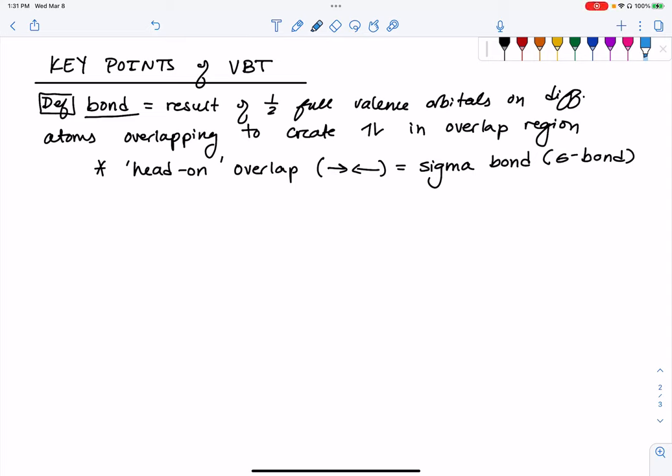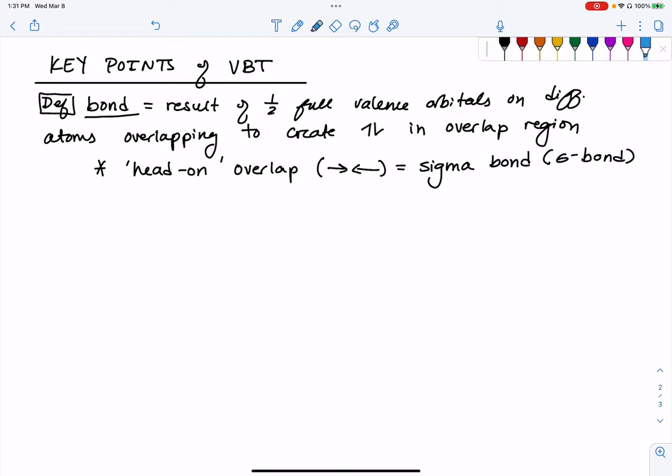Welcome to part two of our lecture series from Wednesday, March 8th, where we review our introduction to valence bond theory that was given on Monday. And I think a good place to start is by rehashing the definition of a bond according to valence bond theory. So we're starting with the definition here.